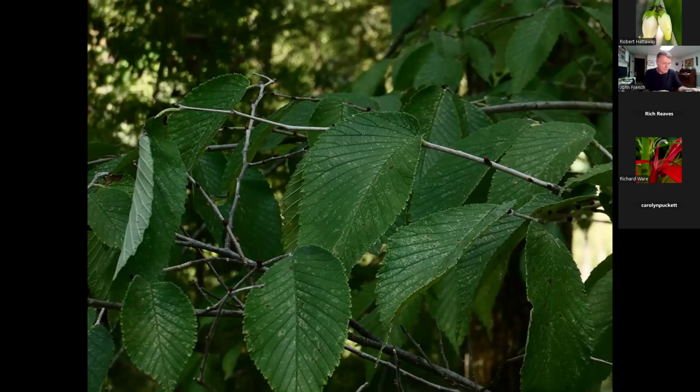Okay, buds long tapered, 1/2 to 3/4 inch long. Flowers showy, fruit a pome. Is it pome or pomey? It's pome, it rhymes with dome. I've been saying pomey, but it rhymes with dome. Alright, buds pointed or rounded, but not long tapered, less than 1/2 inch long.